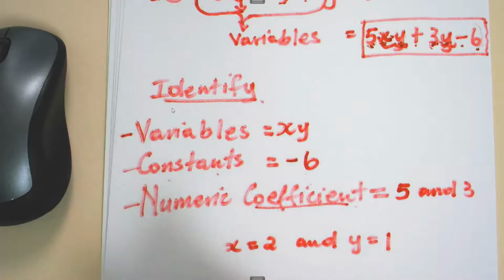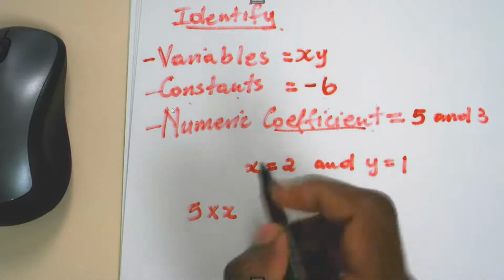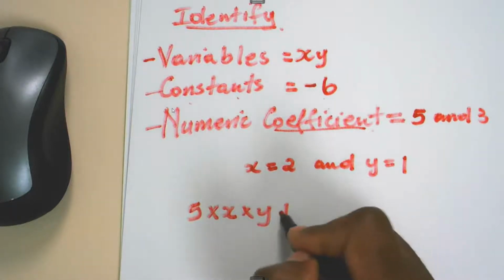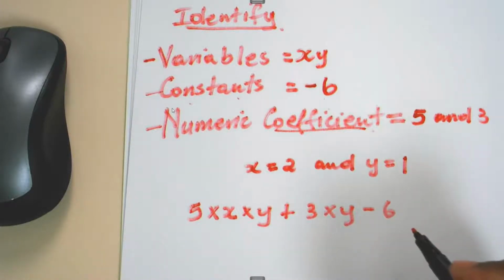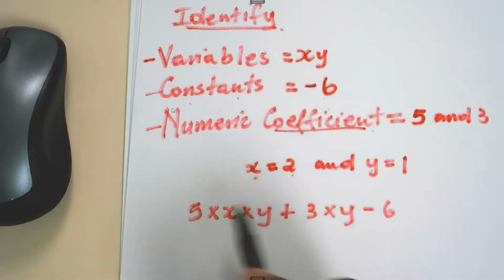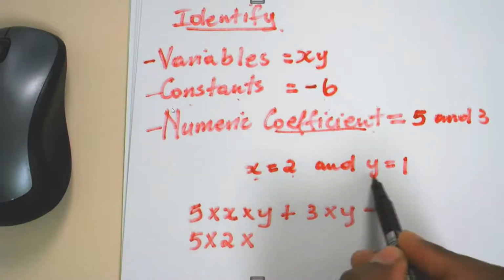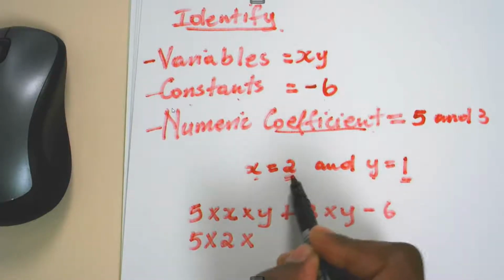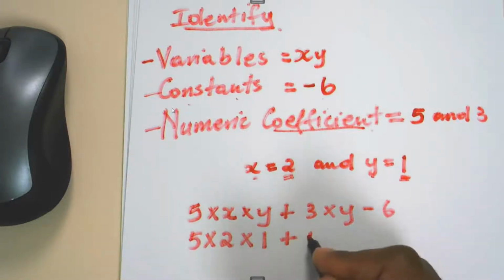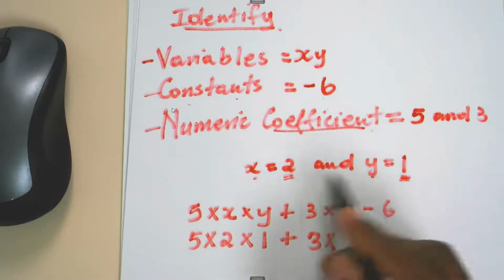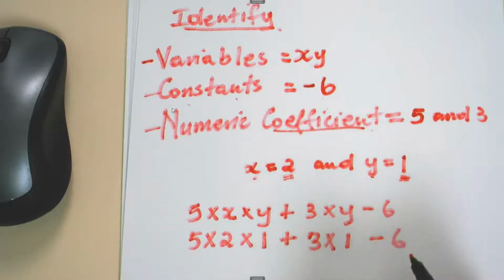Remember, we had 5 multiplied by x before we wrote it in short, multiplied by y plus 3 multiplied by y minus 6. So in this case, we are told that x equals 2. So we would say 5 multiplied by 2 multiplied by y. It has been given to us that y equals 1. So multiply by 1 plus 3 multiply by y, y equals what? 1 minus 6. Let us sum them.